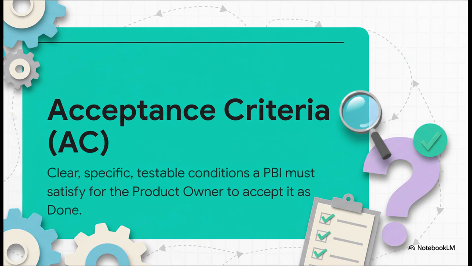So what are they really? Well, here's the textbook definition. Acceptance criteria are the clear, specific, and this is key, testable conditions that a piece of work has to meet to be considered finished. It's the official checklist that lets everybody, from the developer to the product owner, confidently say, yep, this is done, and it is exactly what we agreed on.